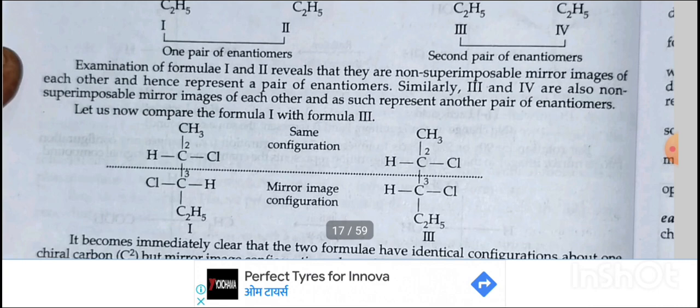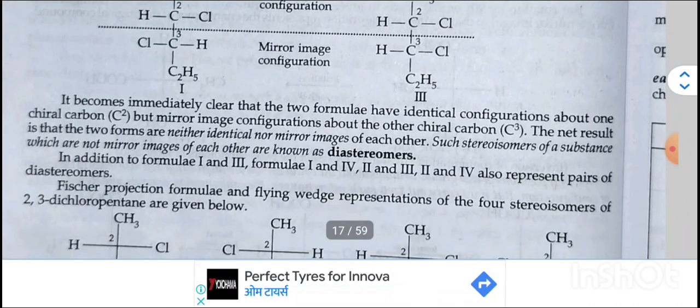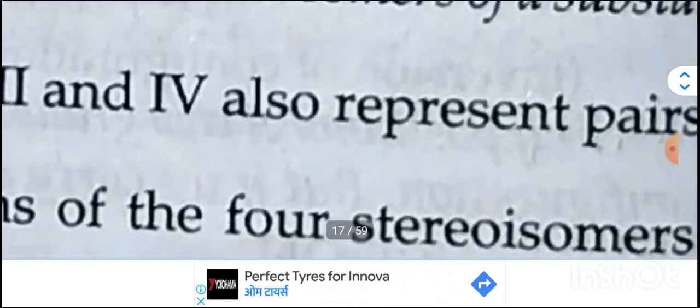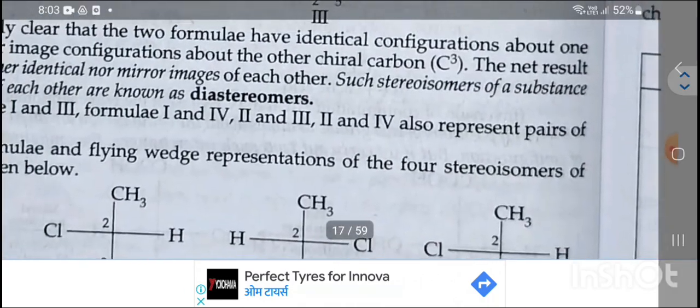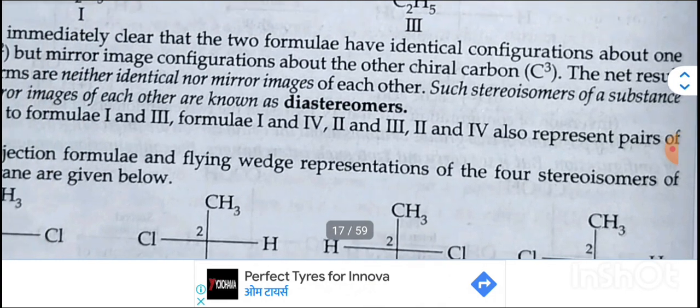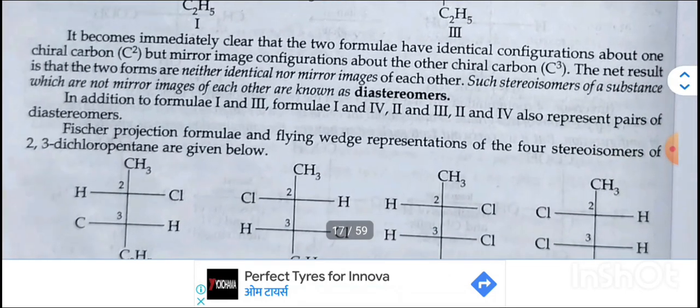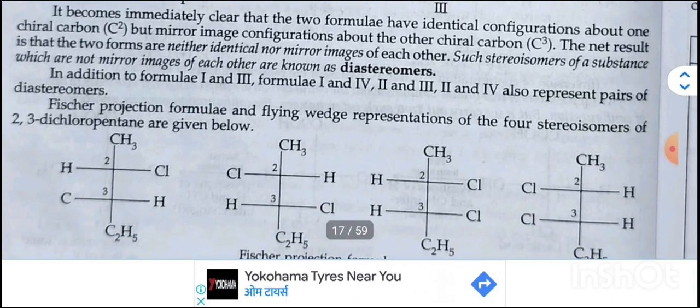Let us compare the first and third formulas. It becomes immediately clear that the two formulas have identical configurations about one chiral atom but mirror image configurations about the other chiral carbon. The net result is that the two forms are neither identical nor mirror images of each other. Such stereoisomers of a substance which are not mirror images of each other are known as diastereomers.